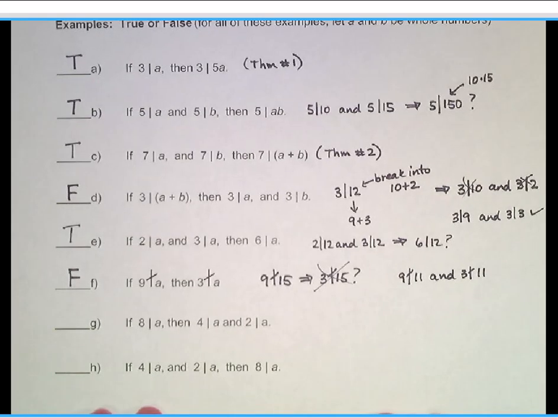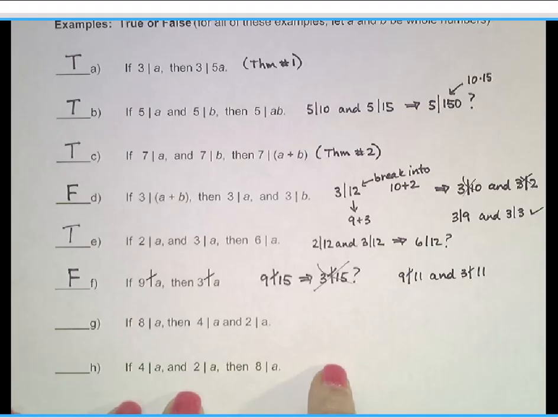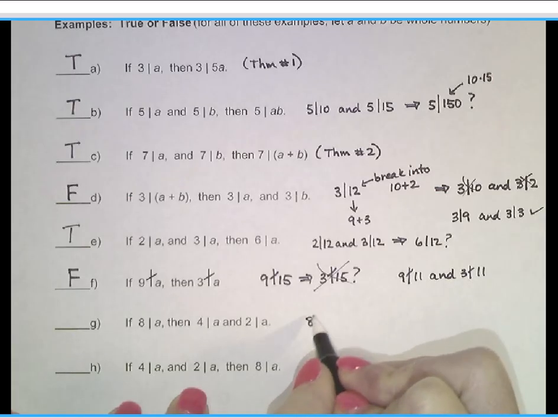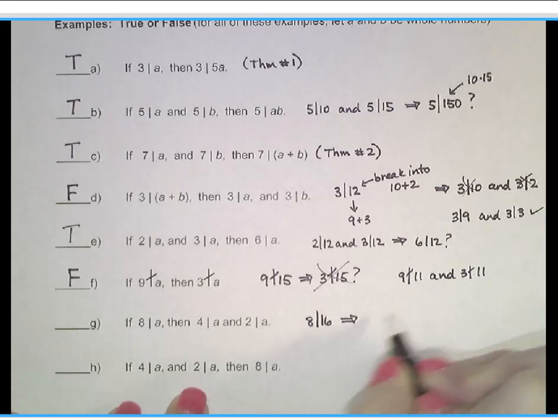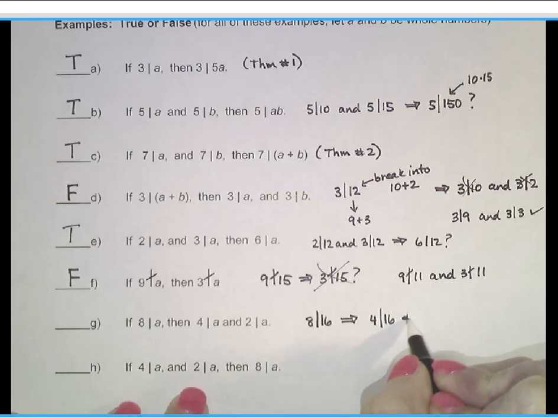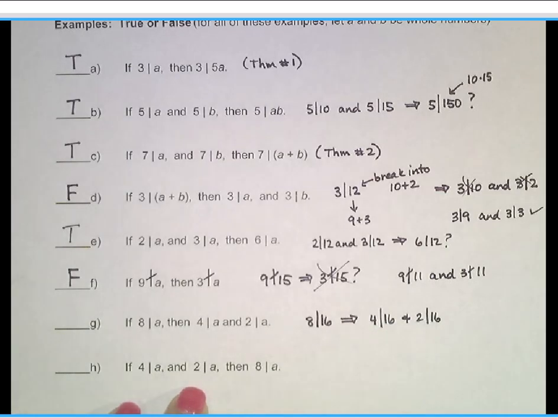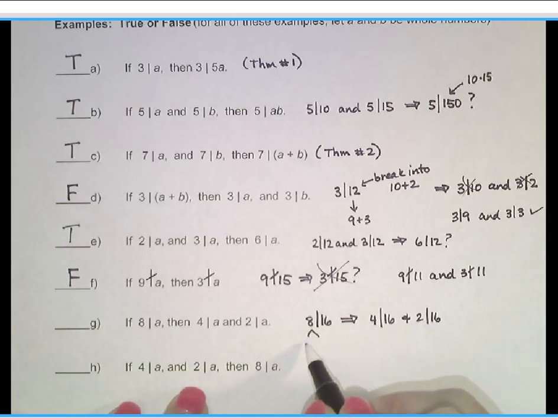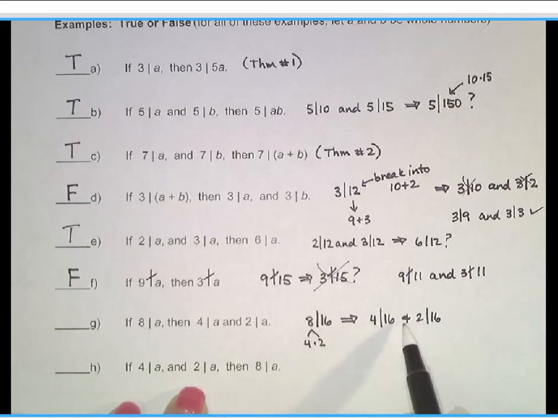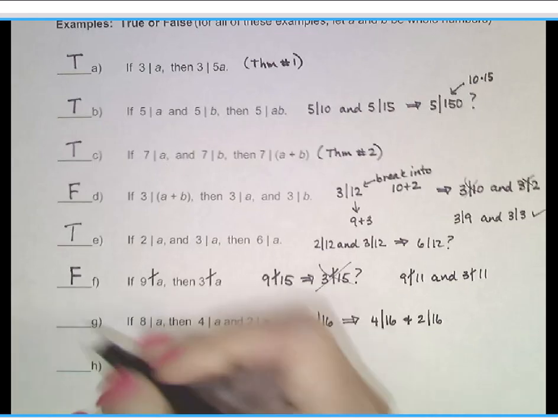All right, if 8 divides a number, then 4 and 2 will also divide that number. So let's see a number that 8 divides into, like 8 divides 16. Does that mean that 4 will divide 16 and 2 will also divide 16? Well, 4 does divide 16 and so does 2. I think it has to be true because 8 is 4 times 2. So if 8 divides into a number, by default, 4 and 2 are automatically dividing into that same number. So this one is true.